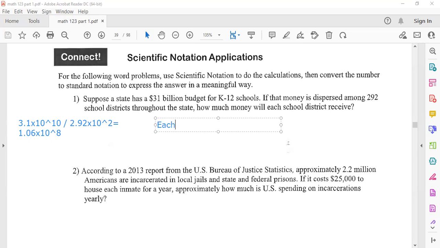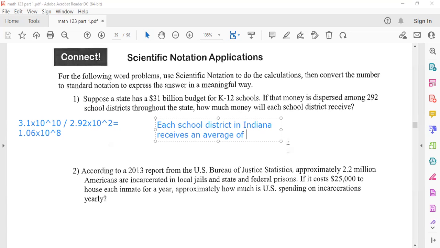Each school district in Indiana. Well, obviously, all school districts are not going to receive the same amount, so I'm going to say an average of.